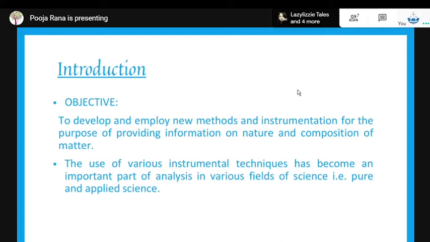Now, moving ahead, the use of various instrumental techniques has become an important part of analysis in various fields of science, for example, in pure science as well as applied science. And we all know that forensic science is a part of applied science, not pure science. All right. So, a single instrument cannot solve an analytical issue. Instead, numerous instrumental methods are necessary for efficient analysis to a maximum extent.